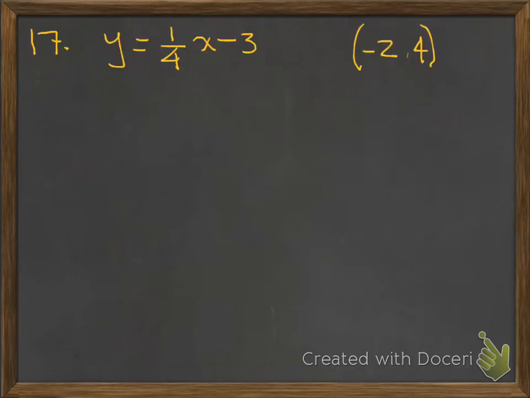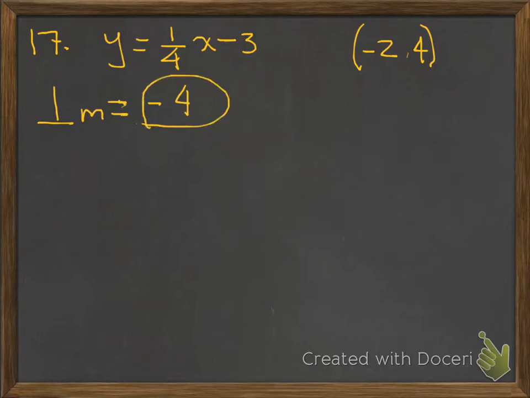All right, number 17 wants me to find the equation of the line perpendicular to the given line that passes through the given point. So what will my perpendicular slope be? Well, let's see. I need to change the sign so it goes from positive to negative, and then I need to take 1/4 and write its reciprocal. So the reciprocal of 1/4 is 4. So we get this perpendicular slope then is negative 4.